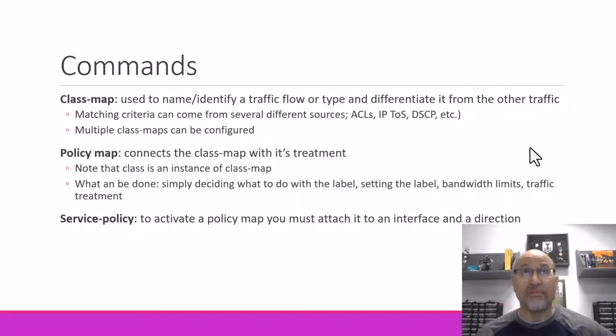We are going to set up the phones in this part of the video, and then we'll do our class map, policy map, and service policy. We're going to identify the label that we want to use, provide the treatment for those labels, and then apply it to an interface. All right, there we go. Let's go back over to Packet Tracer.